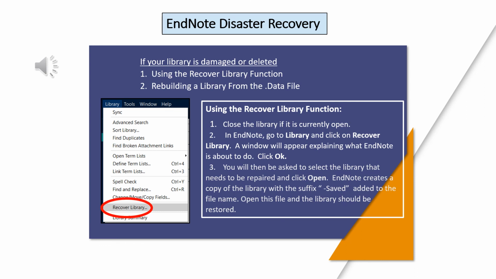To do that, close the library if it's currently open. In EndNote, go to the Library tab and click on Recover Library. That will open a window explaining what EndNote is going to do. Click OK. Then you will be asked to select the library that needs to be repaired and click Open. EndNote will create a copy of the library and will add the suffix "saved" to the file name. Open this file and the library should be restored.